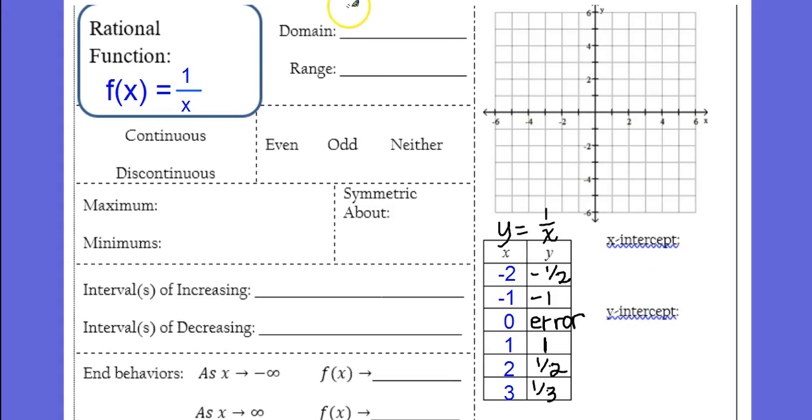Let's not graph yet. Let's come up here to our domain. What are we restricted from? So our domain is going to be from negative infinity approaching 0, union, you got it, 0 to infinity. So I'm going to grab my red pen that I told you to get out a while ago, and I am going to deny x equals 0 because that is against the rules of a fraction.